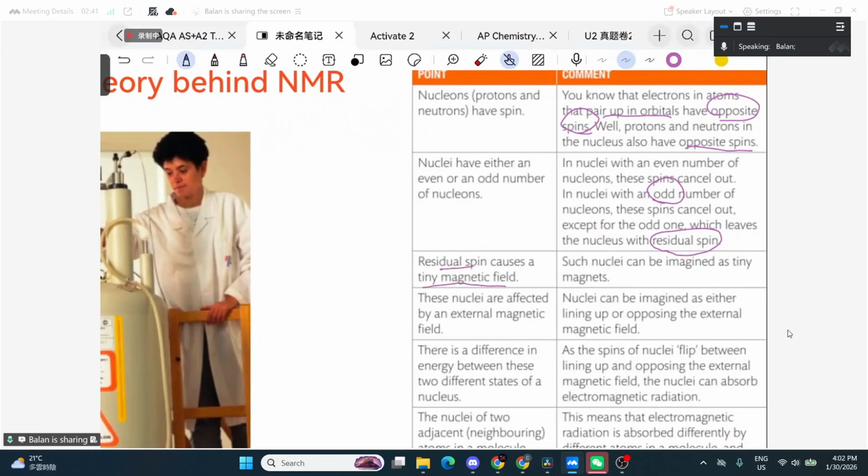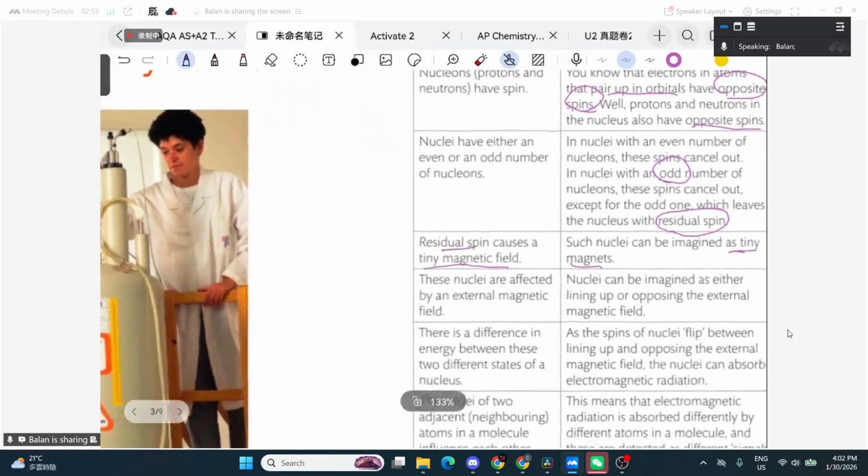In physics, electricity can cause magnets. So you can imagine this nucleus as a tiny magnet, just like a bar magnet.